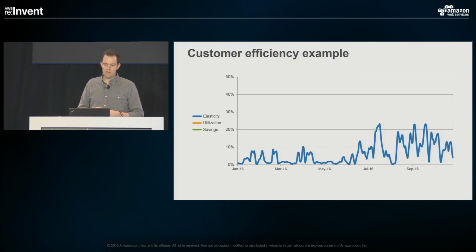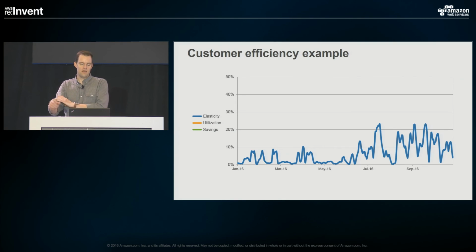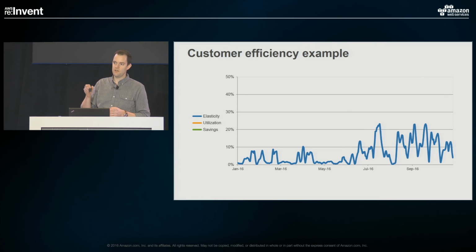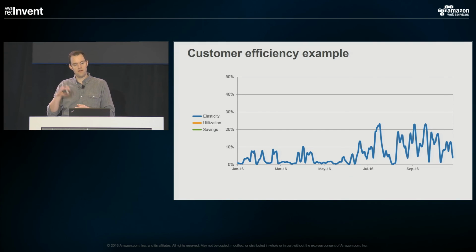And as you can tell, in the beginning part of the year, elasticity was okay, maybe averaged around 5%. But through a concerted effort, this customer vastly increased their elasticity. That makes sense, because even month to month or week to week, there were certain peaks and valleys. But overall, the trend is up with elasticity, which is great.